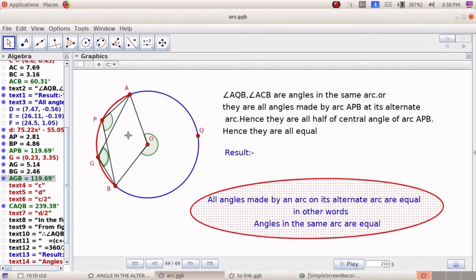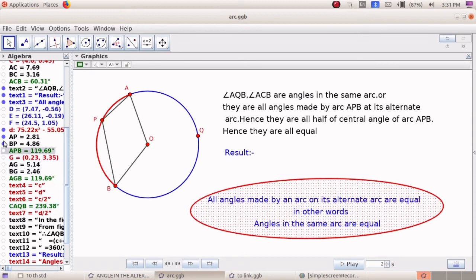Okay, that second figure you need not draw. You need only draw the first figure and write it there. Okay, now let us make another result that you have learned.